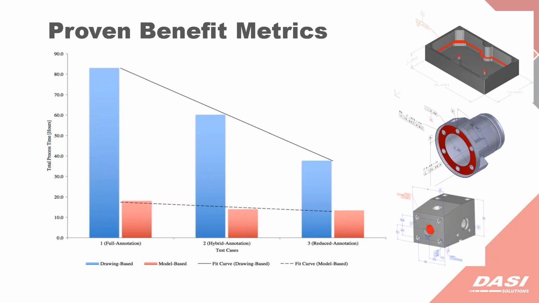If we were to look at another case where we did hybrid annotations, we were able to move from about a 60-hour work period down to about an 18-hour work period. So not as significant a savings, but still drastically different. And then the same thing in the reduced annotation, where we went from about 40 hours down to about the same thing, 15 to 16 hours to generate it. So not much time savings over the hybrid annotation for model-based definition, but still a significantly smaller amount of time needed to build, understand, and start the manufacturing process on these parts.